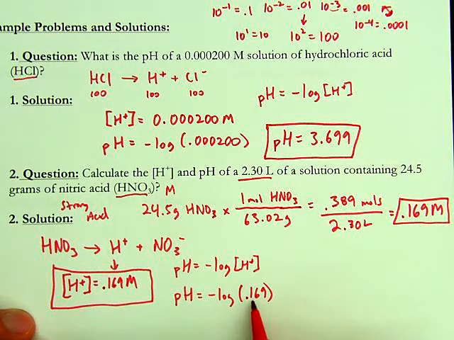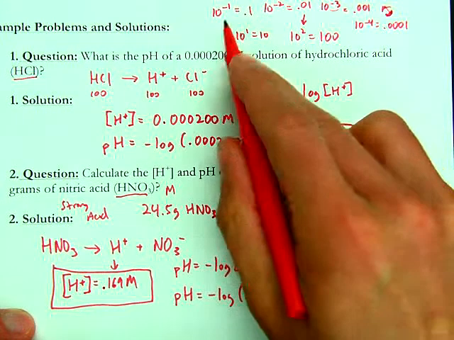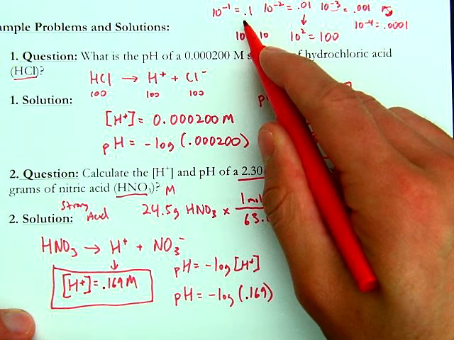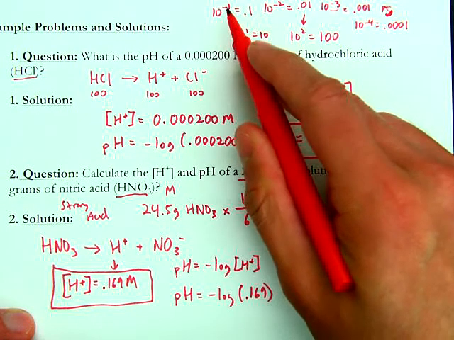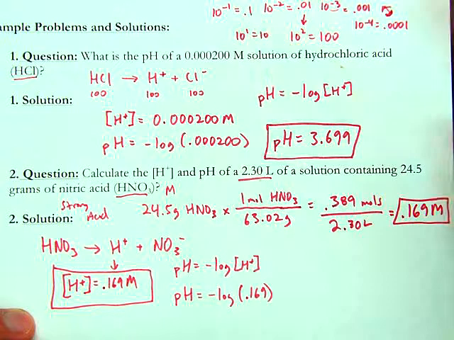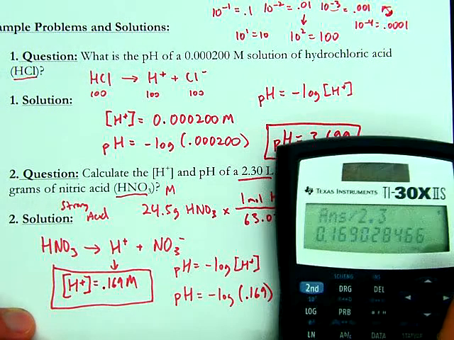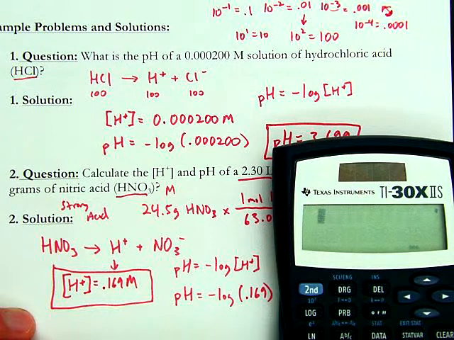And you should anticipate, right? If 10 to the negative 1 is 0.1, and 10 to the 0 is 1, this is between those two. So it's going to be between 0 and 1, I'd anticipate, but let's just see. Let's plug it in and see what we get.